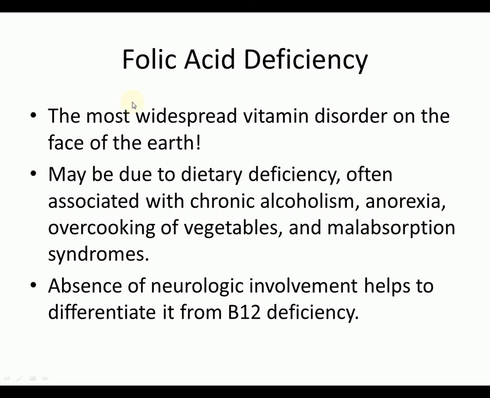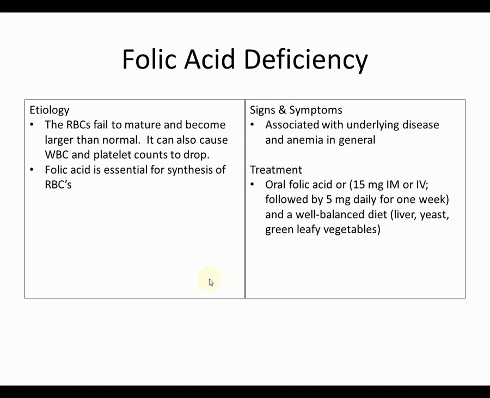Now, folic acid deficiency is the most widespread vitamin disorder on the face of the earth. It can be due to dietary deficiency. It's often associated with chronic alcoholism, anorexia, overcooking of vegetables, and malabsorption syndrome. Absence of neurological involvement helps you to differentiate between folic acid deficiency and vitamin B12 deficiency.